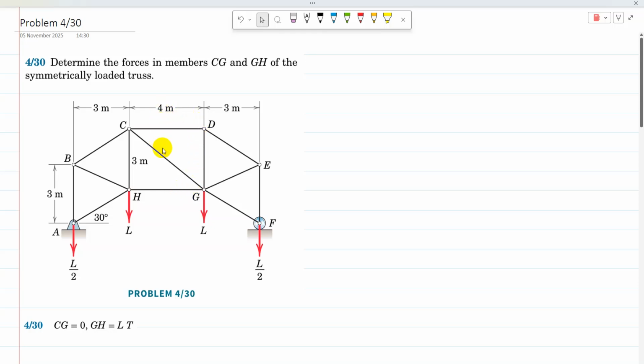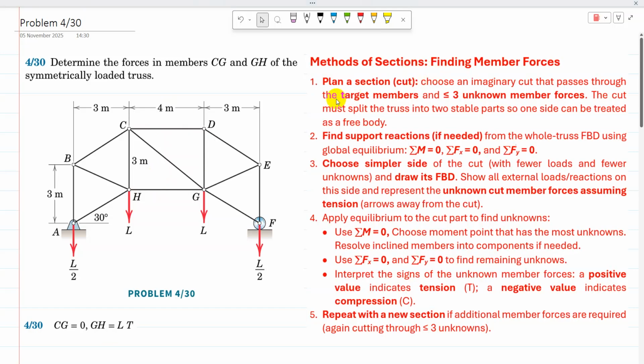As we have to find just two member forces, the best way to solve this problem is using the method of sections. These are the steps to find member forces in the method of sections. The first is to plan a cut, a section: choose an imaginary cut that passes through the target members and fewer than 3 unknown member forces. The cut must separate the truss into two stable parts, so one side can be treated as a free body diagram.